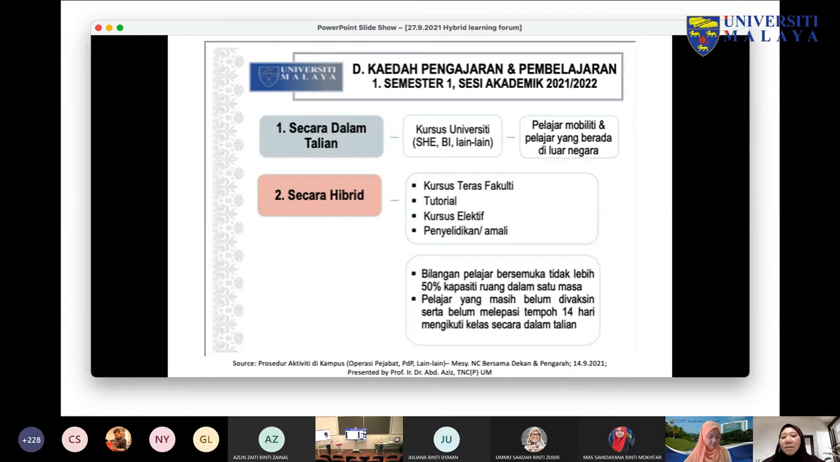Bear in mind that the number of students who will be physically on campus is based on the capacity of the space in your faculty. For example, if the maximum capacity is 100 students in normal condition, now there's only 50 students.